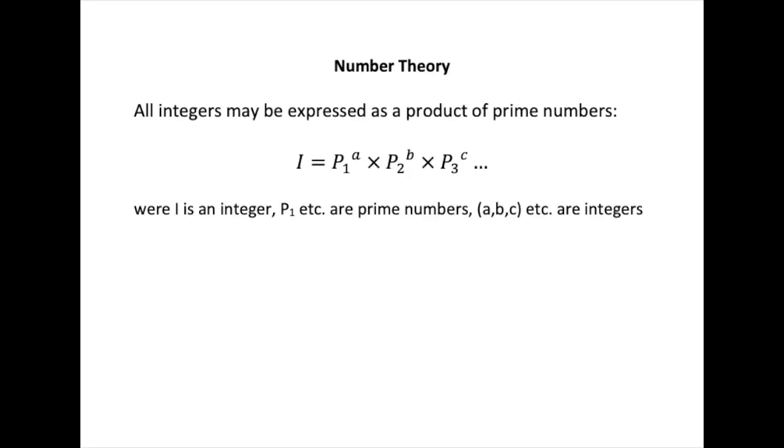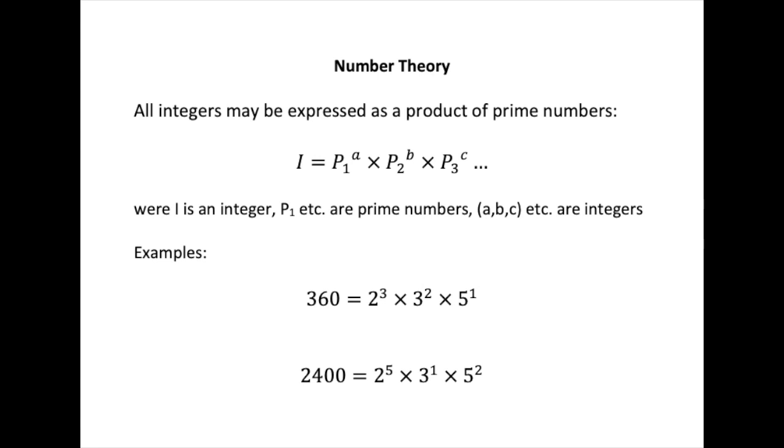Number theory tells us that all integers may be expressed as a product of prime numbers. Thus, I equals prime 1 to the power of A times prime 2 to the power of B times prime 3 to the power of C, etc. I is an integer, P1, etc. are prime numbers, A, B, C, etc. are integers.